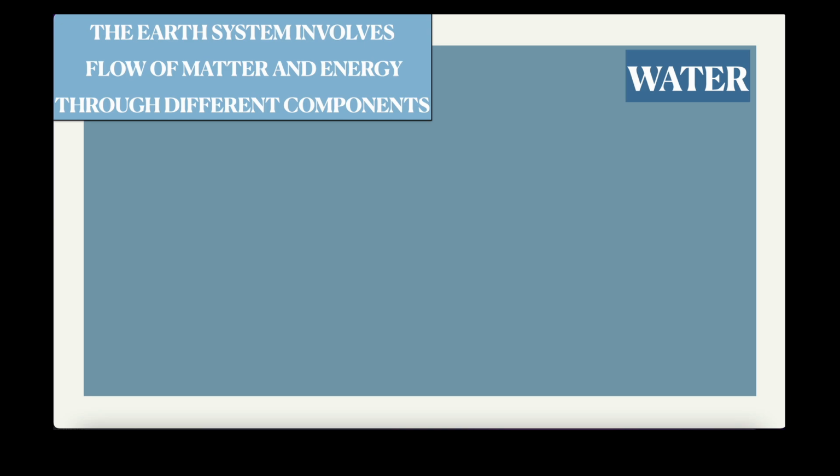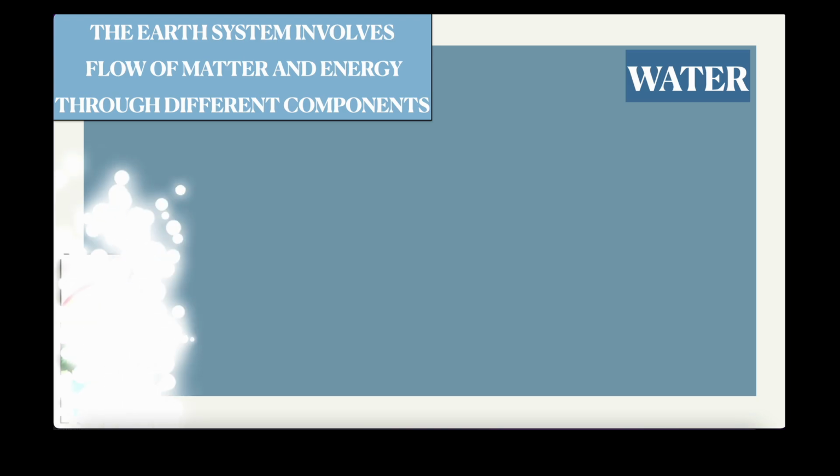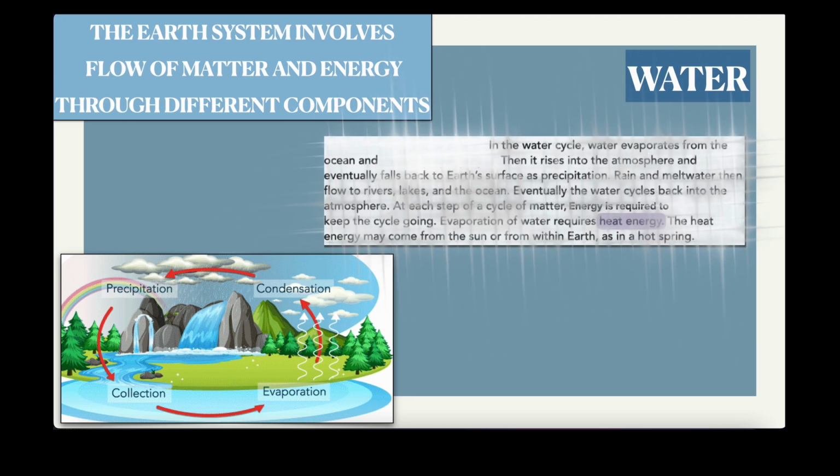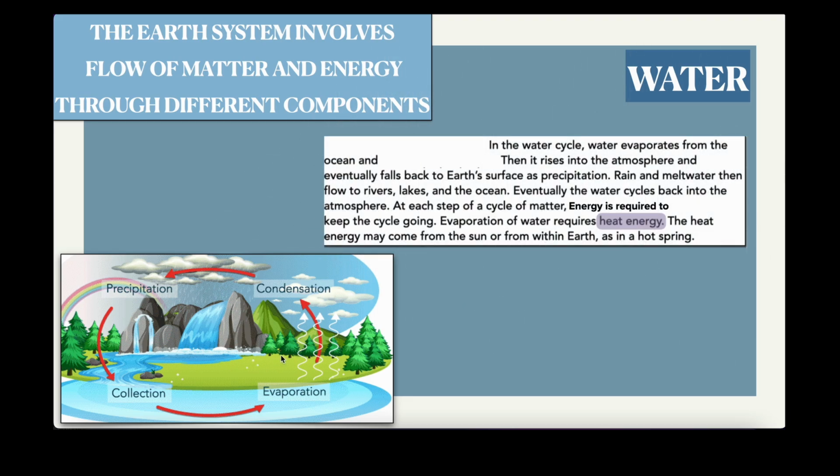Moving on to the next slide, let's see how the earth system involves the flow of matter and energy through different components. Let's take an example of water. The best would be the water cycle. Yes, in the water cycle, what do we see? There's water evaporation from the ocean, and then it rises into the atmosphere, and eventually it falls back onto the earth's surface as precipitation. So the rain and the meltwater then flow to the rivers, lakes, and the oceans, and eventually the water goes again back into the atmosphere.